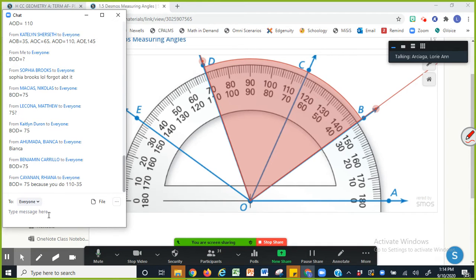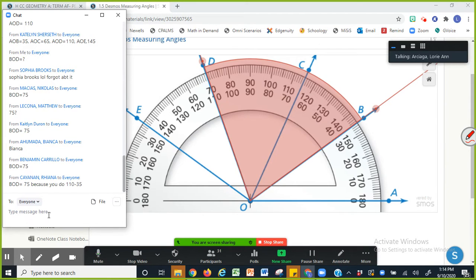Okay, and if you remember when we were doing the distance postulate, we were also looking at the difference between two numbers, right? And we're getting the absolute value. So we could also do 35 minus 110, right? But you may think, but Ms. Arciaga, that's negative. I know, but we can get the absolute value, right? So that's one way, Rihanna.